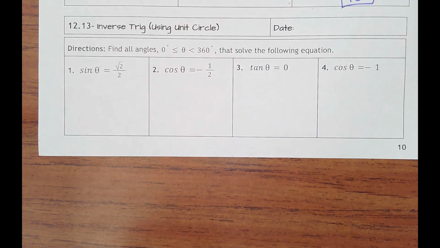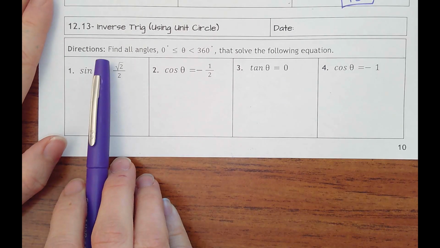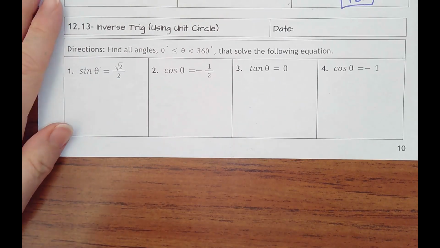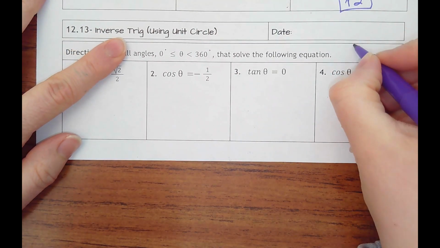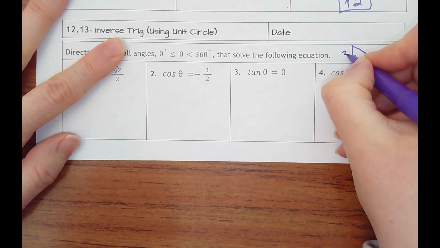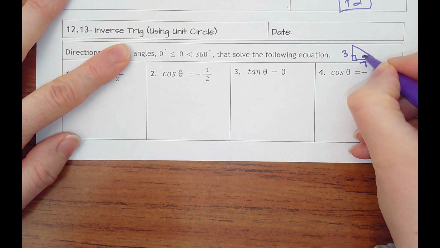Lesson 12.13 is called inverse trig, still using the unit circle, so you might want to have that out. An inverse of something is the opposite. We've done this before where we had to find, say, an angle in a right triangle based on sides. Let's say this is 3 and this is 7, and I want to know what this angle is.